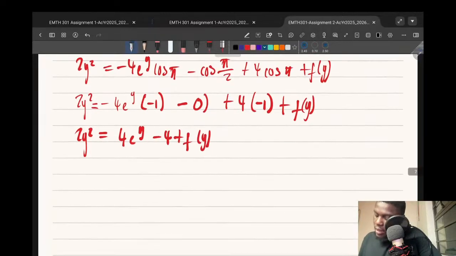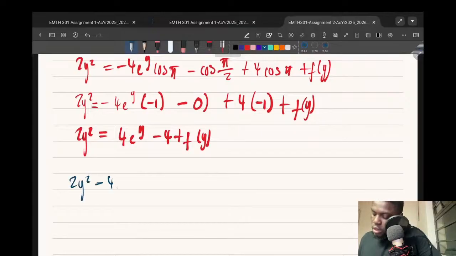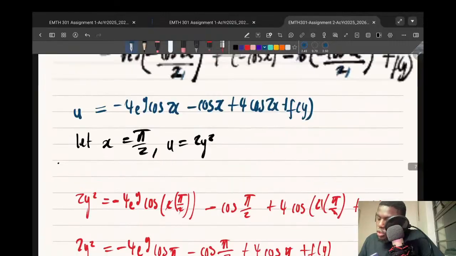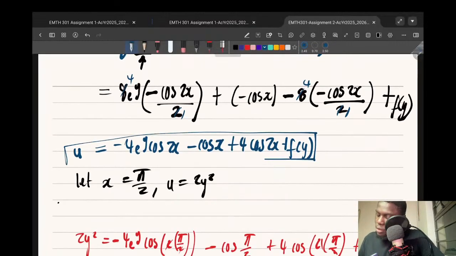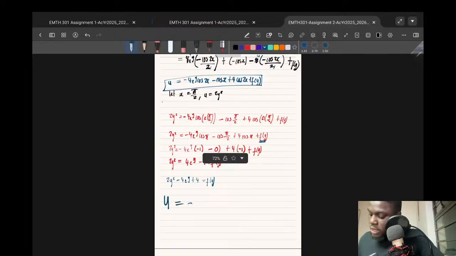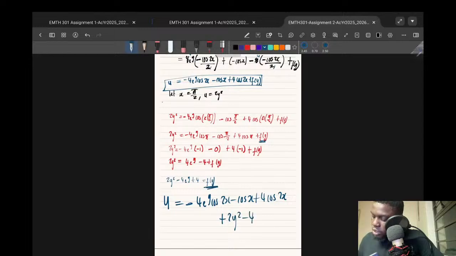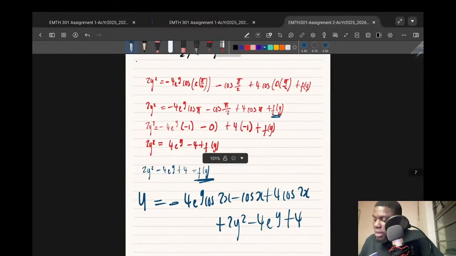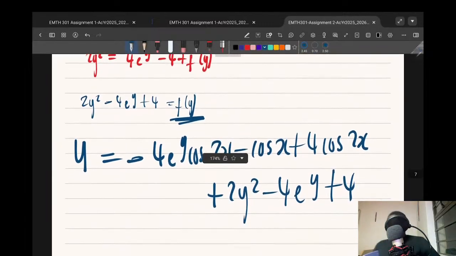Now we take these things to the other side. We have 2y squared minus 4e to the y plus 4 is equal to f of y. And what is that? Just a function of y. So let's put our u. We just rewrite our u and we would be done. It becomes now u is equal to negative 4e to the y cos 2x minus cos x plus 4 cos 2x plus your f of y, which is 2y squared minus 4e to the y plus 4. This becomes the whole solution, and that's your u. And you're done.